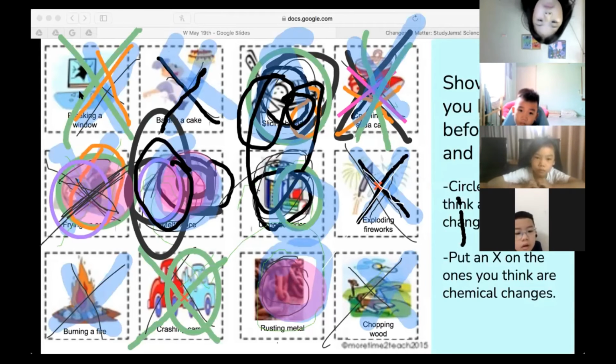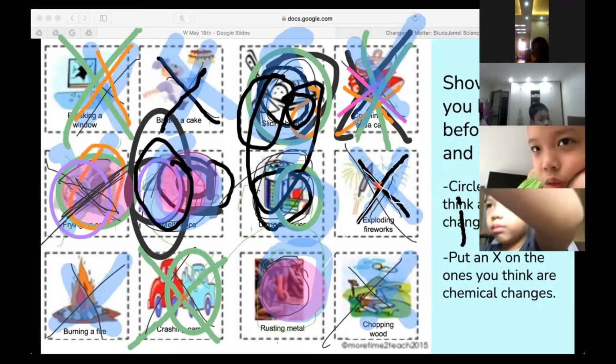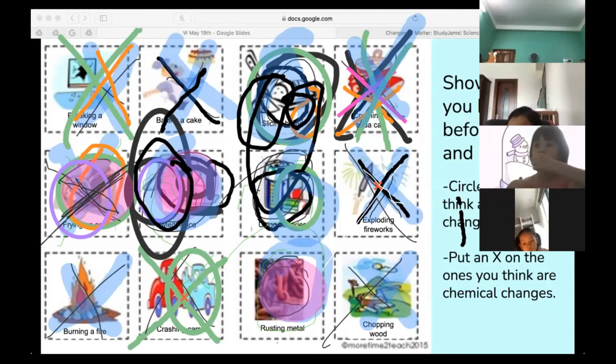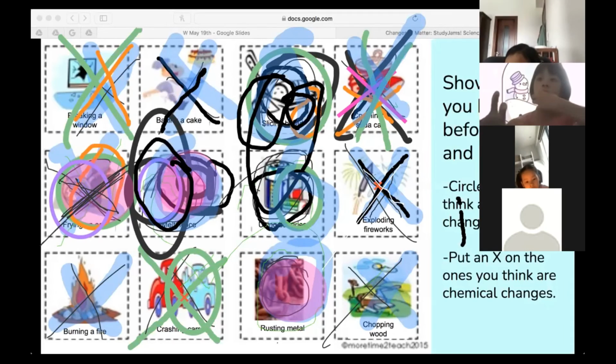So you put breaking a window as chemical change, but is the glass on the floor still glass? Could we glue it back together? Are you changing the glass to something else? Nope, right? So this is a physical change. Baking a cake, good job. Once you bake the cake in the oven, it cannot go back to liquid. Slicing bread, good. Let's actually just go to the next page.